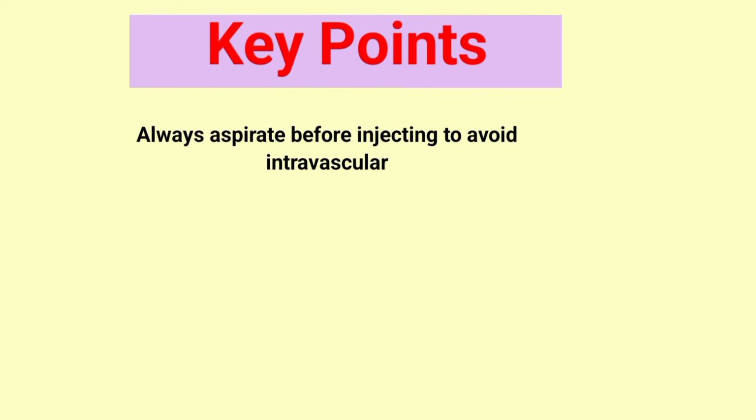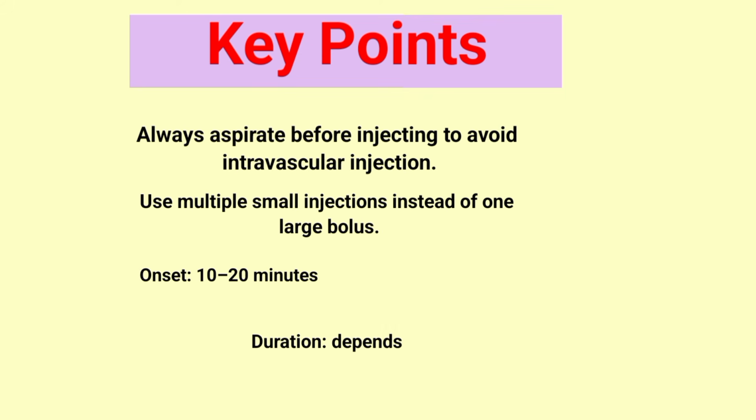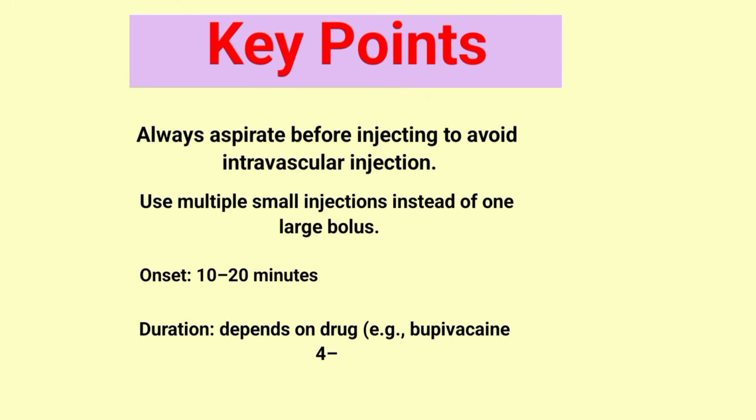Key points: always aspirate before injecting to avoid intravascular injection. Use multiple small injections instead of one large bolus. Onset, 10 to 20 minutes. Duration depends on drug: bupivacaine 4 to 8 hours.